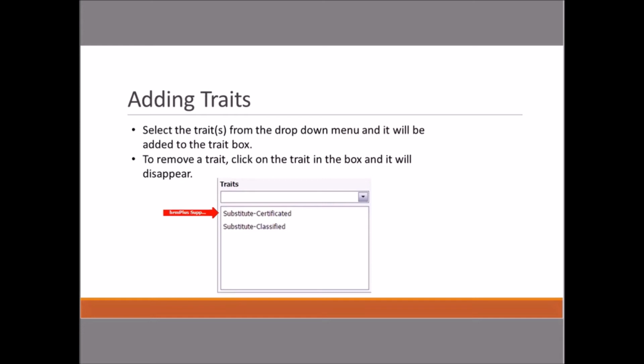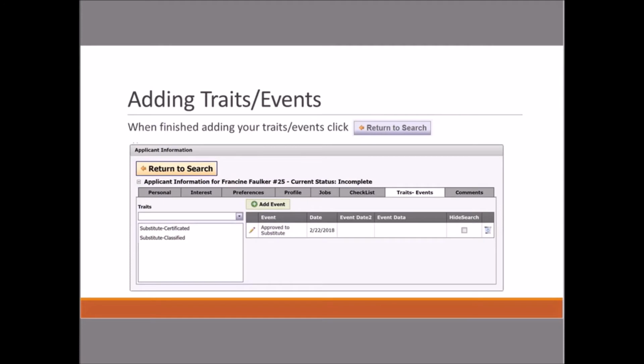You can add multiple traits, as many as you need. And if you wanted to delete a trait, you would just click in the actual box and that trait would disappear from the record. This looks exactly the same whether you're in volunteer or JAS, and it acts exactly the same. So here is an applicant, and you can see these are the traits that are now attached to their application, and here's my event that I put in and attached to their application.